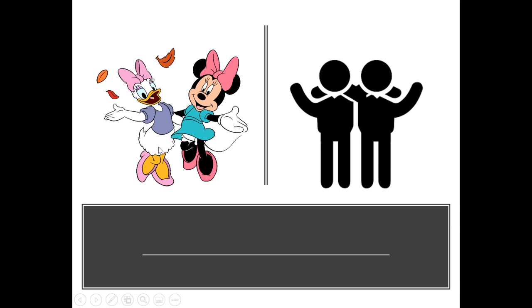Well, I notice Minnie and her friend, and I notice here it looks like there's two friends. So how are these pictures the same or similar? They both or they all have. Well, I would say they both show friends or friendship. So let's see what the word is. Oh, pal. Another word for friend is pal, P-A-L. You are my pal or you are my friend. So a pal is a friend.